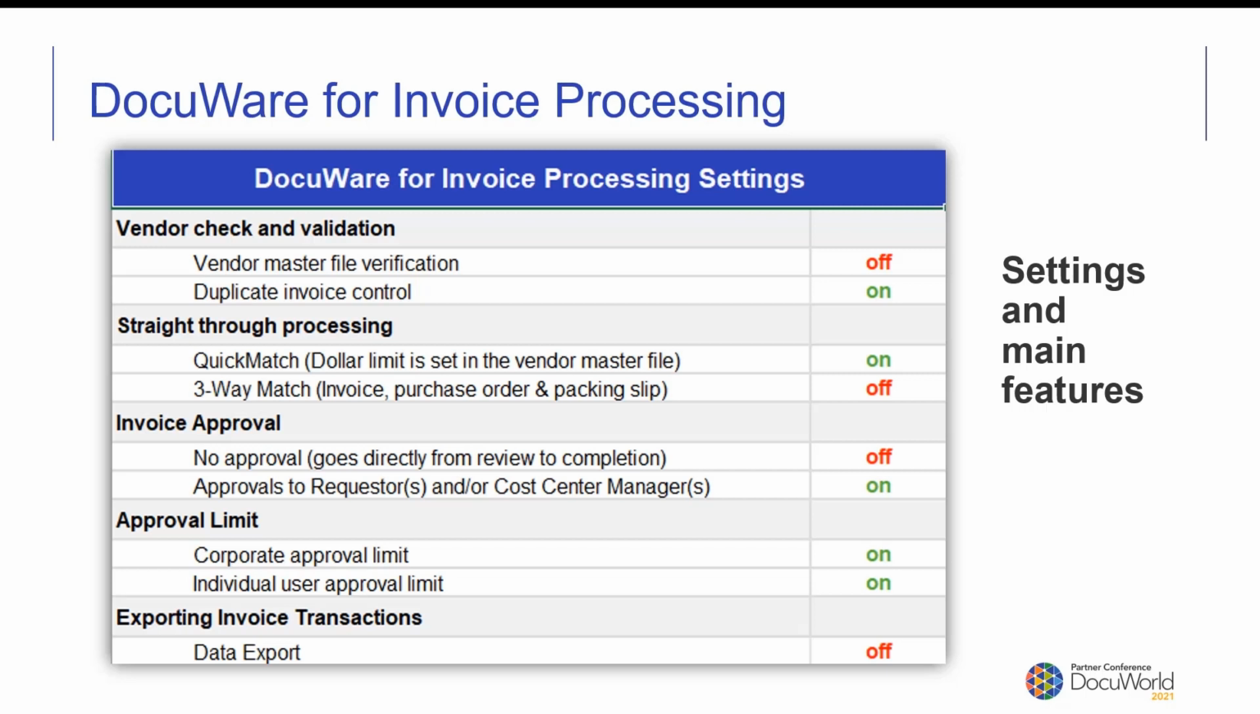DocuWare for invoice processing is delivered with default settings activated. As you see from this chart, several settings are turned on: duplicate invoice control, straight-through processing, quick match, and approvals, where we have approval limits. Each of the setting options can be configurable based on the needs of an organization. Settings can be easily turned on or turned off based on one's business process. We'll be reviewing this on the following slides.